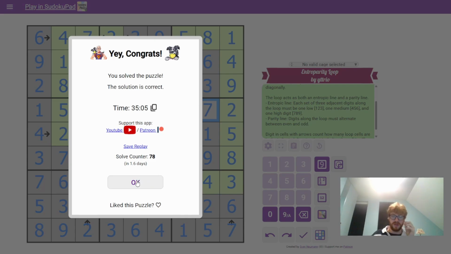Very nice puzzle. I felt like I was a bit dry through that though. But that's fine.